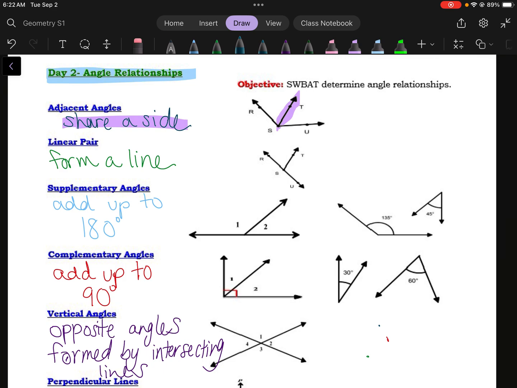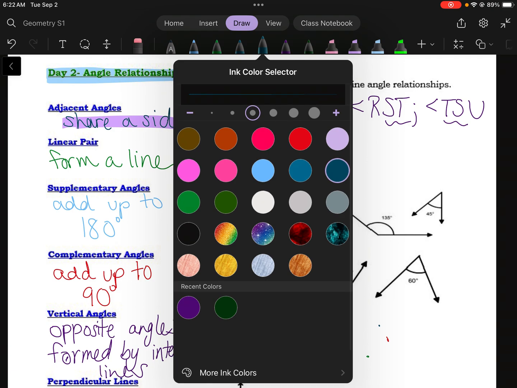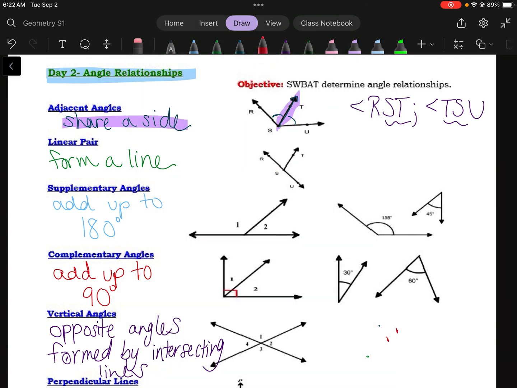So adjacent, they share a side. So they share one of these sides. A side is that ray. So how would I write these two angles? So I could write RST. S is the vertex, so S has to be in the middle. And then I could also write TSU. So they have ST or TS in common. They share a side. So a classmate that sits next to you is adjacent to you.